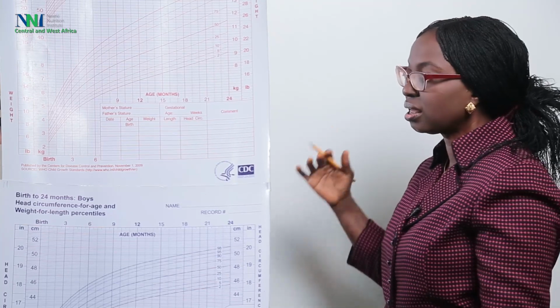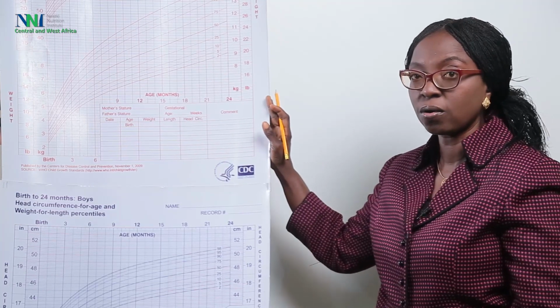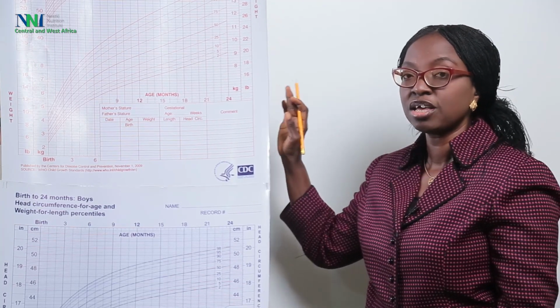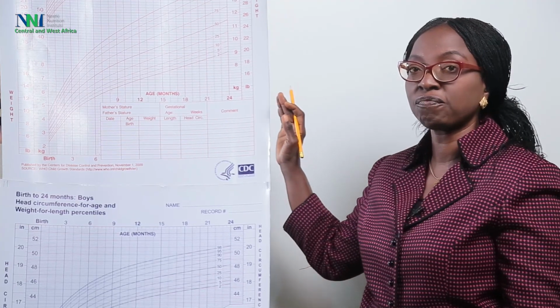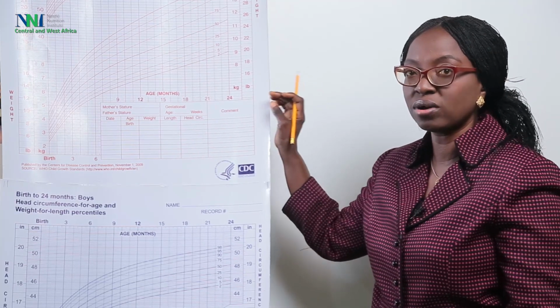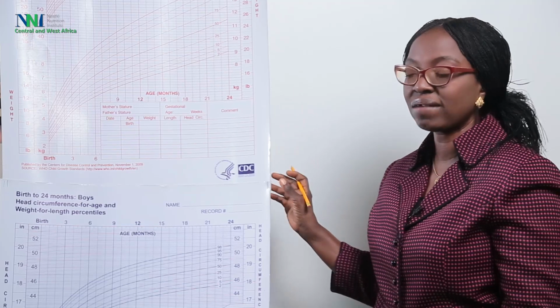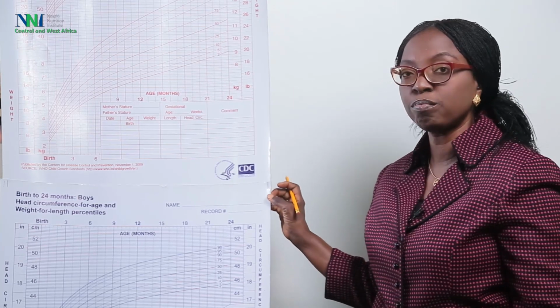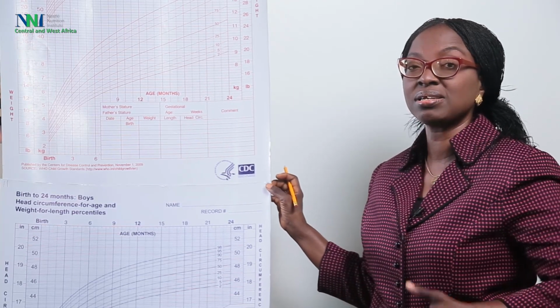Whenever you see a chart in pink color, that's for girls. That means if you want to chart the measurement for a girl, you must pick the one that is in pink color. And whenever you see a chart in blue color, that has been designed for boys.